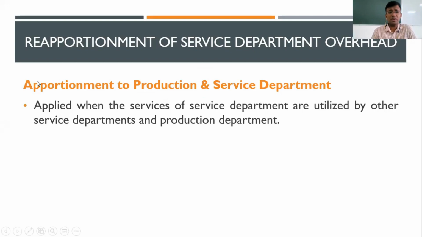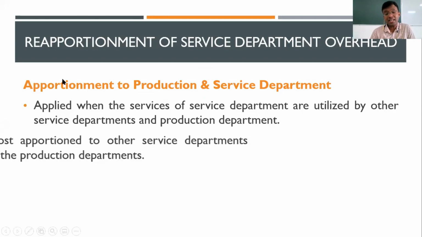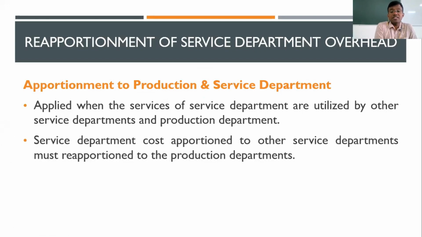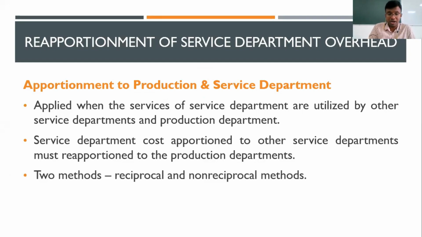So this is the place where we will be apportioning to production and service departments. Service department cost is apportioned to other service departments, and it must be reapportioned back to the production departments. Here the benefit of one service department is utilized by another service department, so that cost also in turn has to be repassed back to the production department.